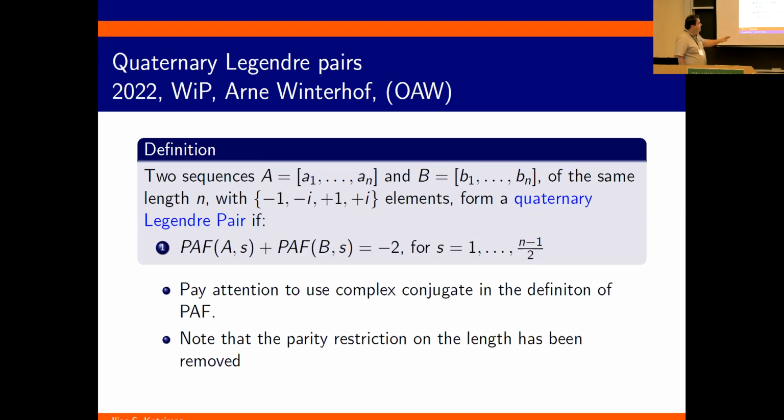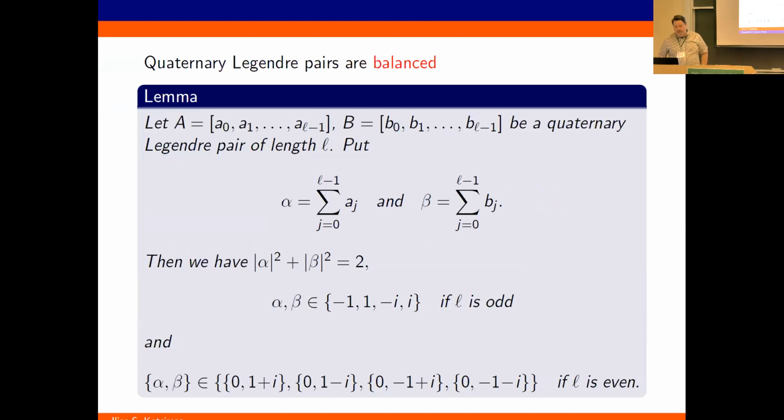The PAFs sum to -2, but now notice that we remove the parity restriction. We don't need the oddness of n. The length can be even or odd. And of course, we have to pay attention to the PAF definition to use the complex conjugate, otherwise this definition won't work. And the first thing that we noticed is that these quaternary Legendre pairs are balanced.